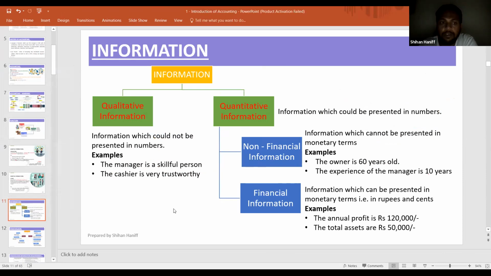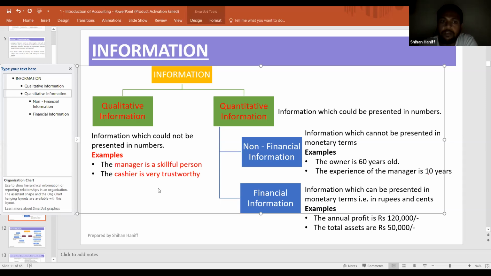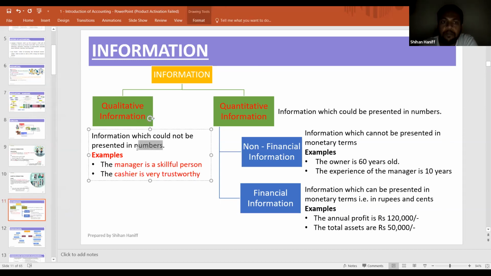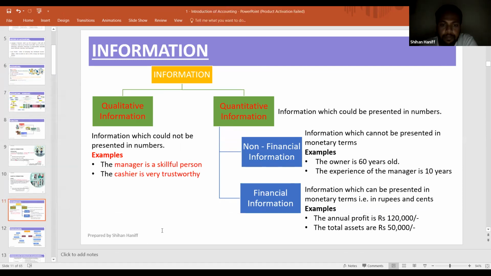Qualitative. So what is qualitative? See the examples. The manager is a skillful person. It's qualitative. The cashier is trustworthy. Qualitative. There are no numbers in the information. Information which cannot be presented in numbers is qualitative information. Do we take qualitative information in accounting? No. We don't take qualitative information.